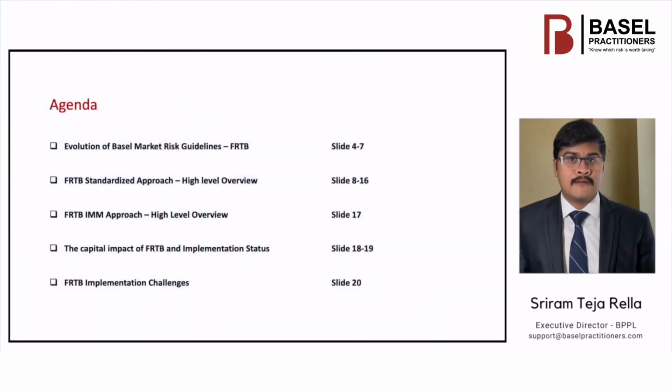If you look at the agenda for this session, there are five key important topics. Firstly, I will talk about the evolution of Basel market risk guidelines with a special focus on FRTB. 2 and 3, we will go over the high-level overview of the FRTB standardized approach and FRTB internal models approach. Next, the capital impact of FRTB and the current implementation status. Last but not least, we need to understand the FRTB implementation challenges at the end of the session.